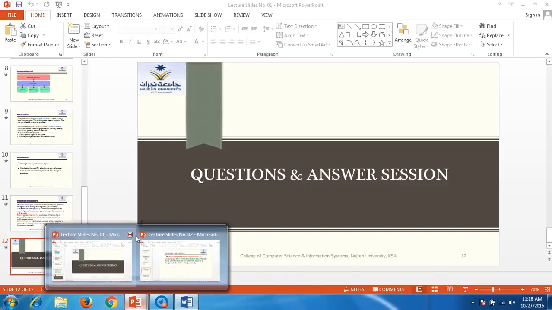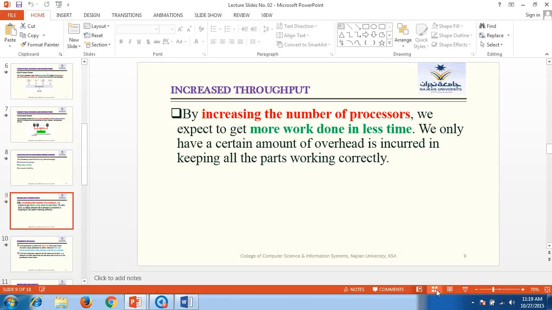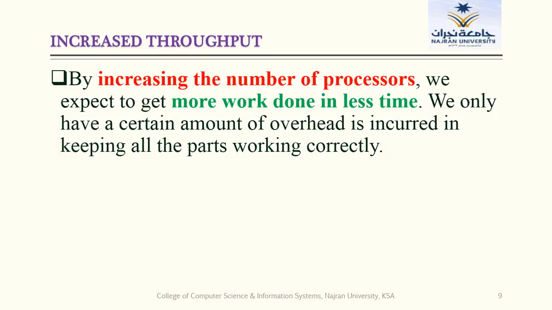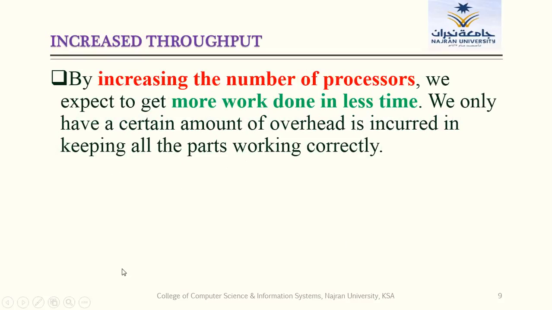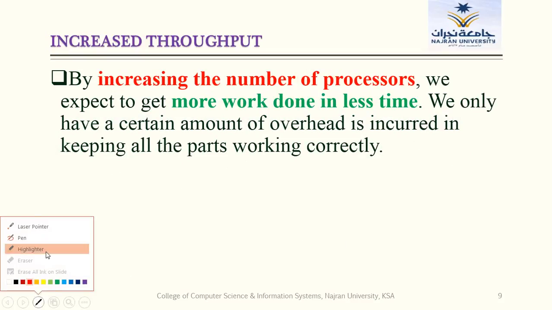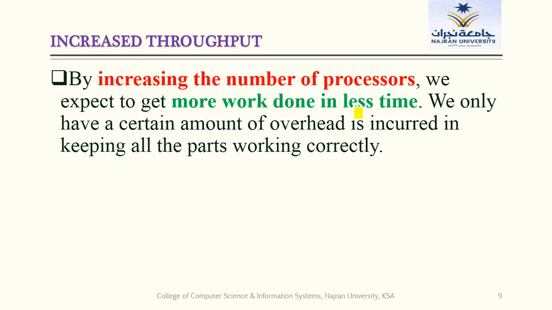Okay, if I give you another example, suppose I make 2 groups of students. One group contains only 2 students and one group contains 4 students, and I give the same assignment to both groups. If the first group is finishing its assignment in 4 days, it means the second group can finish its work in 2 days, because the numbers are increased. So the same thing is here in increased throughput: the number of processors is increased, which means work will be finished more quickly, more work done in less time. So this is our first advantage.